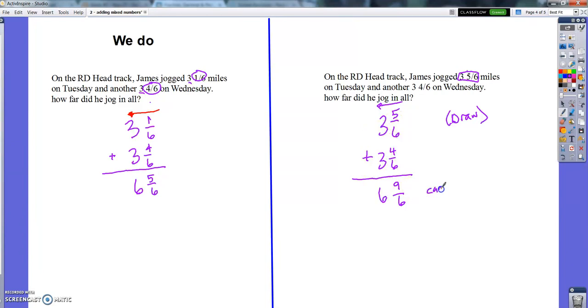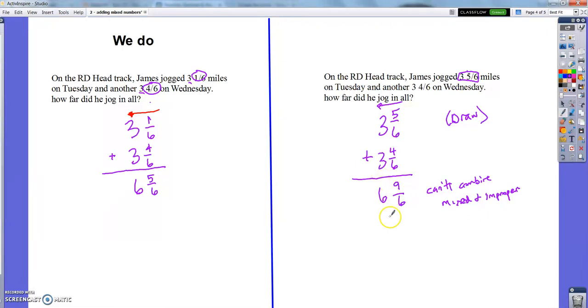And make a note to yourself, you can't combine mixed and improper. Just not allowed to do that. Improper fractions are fine. Mixed numbers are fine. You can't have both at the same time.